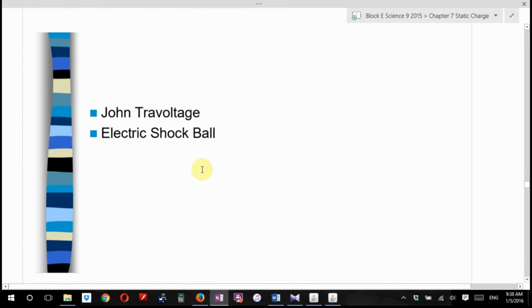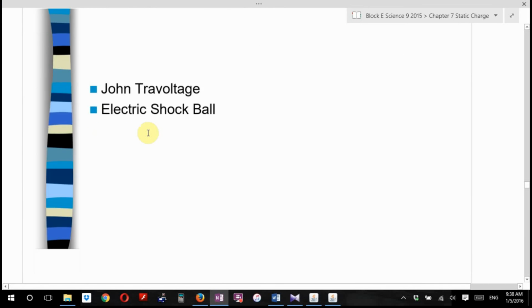And then I also have here an electric shock ball, but I brought that out before Christmas. I'll bring it out another time later on as well.